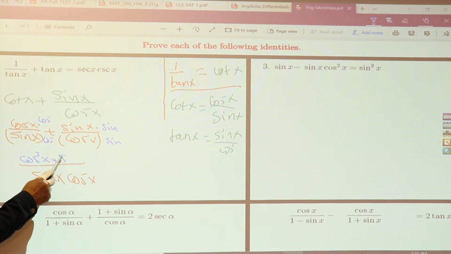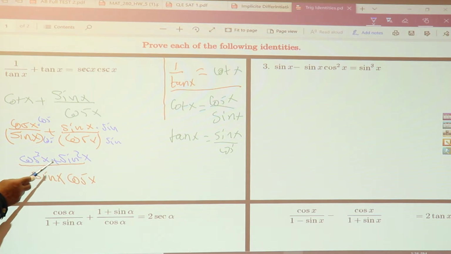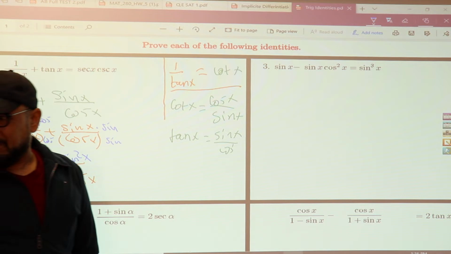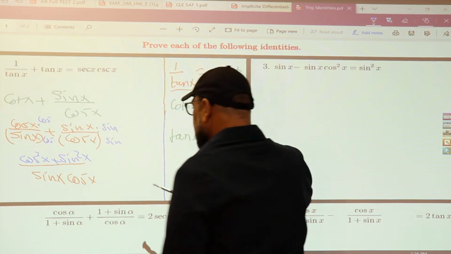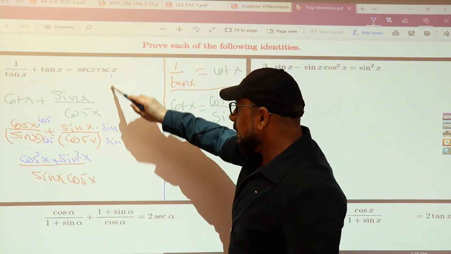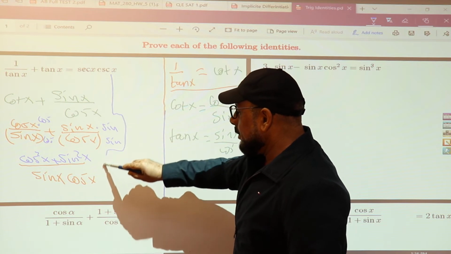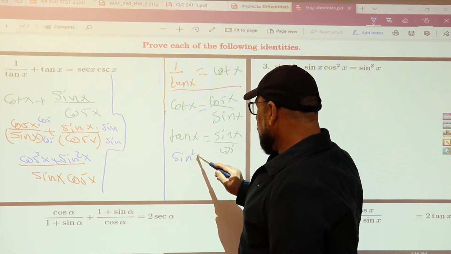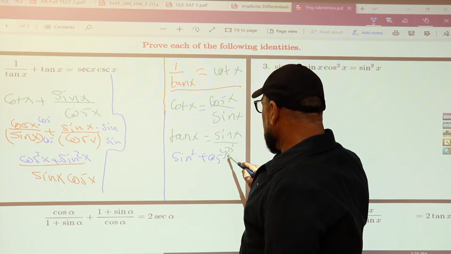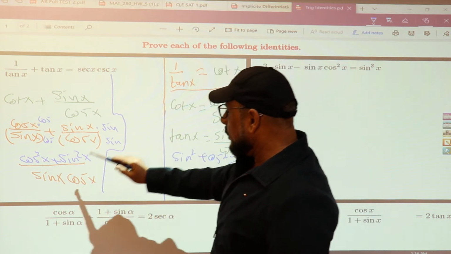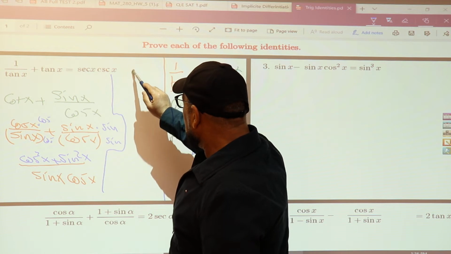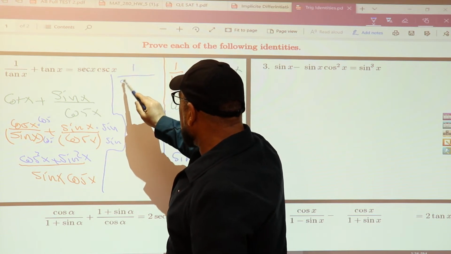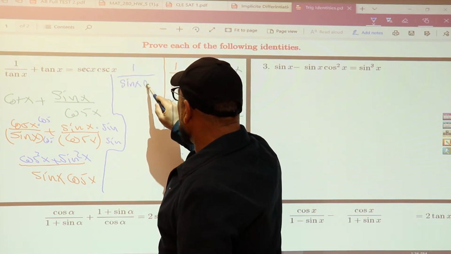I have a student here, his name is Ashraf. Ashraf is telling me cosine square plus sine square equals what? 1, right? Do you know that sine square plus cosine square equals 1? Yes. Then this becomes 1 over sine x cosine x.